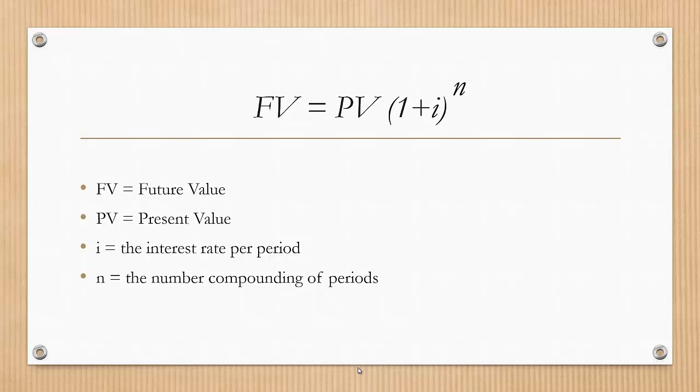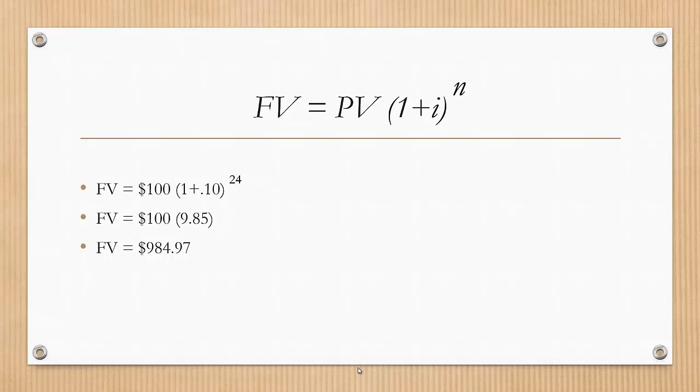So back to our sample problem, $100 compounded for 24 periods at 10% interest. What will our future value be in 2 years? Well, our equation is going to look like this. Future value equals 100 times 1 plus 0.10 to the power of 24. So that's 100 times 9.85, so our future value is $984.97. Wouldn't that be nice? $984 with just a $100 investment. Not realistic, but we can still have fun with the numbers.